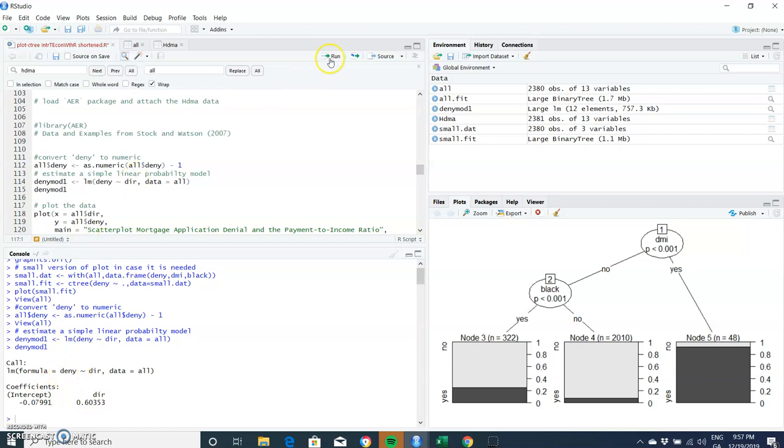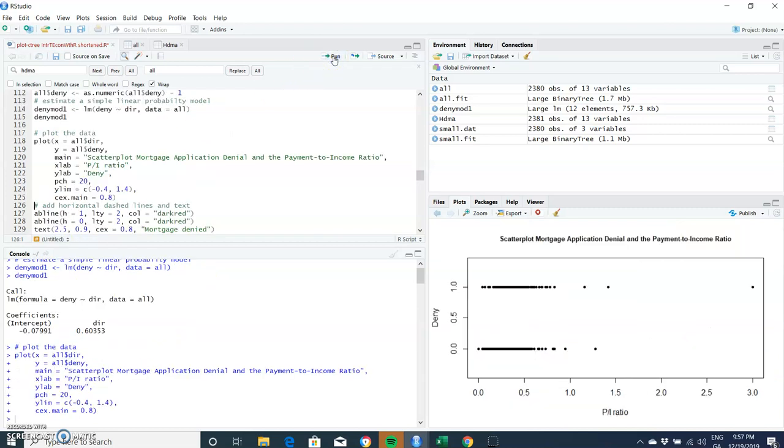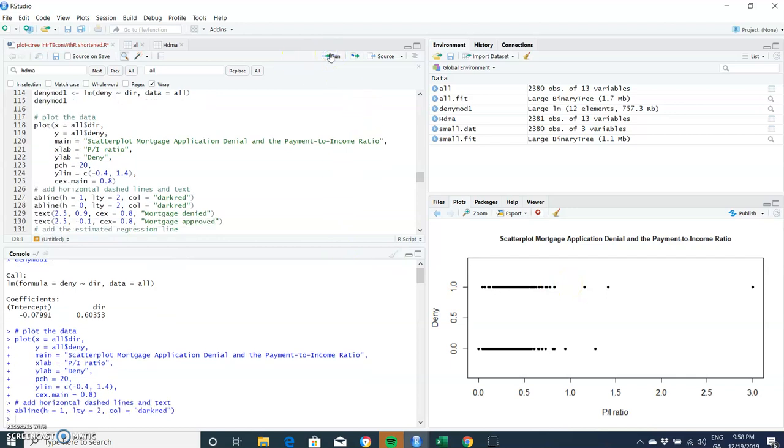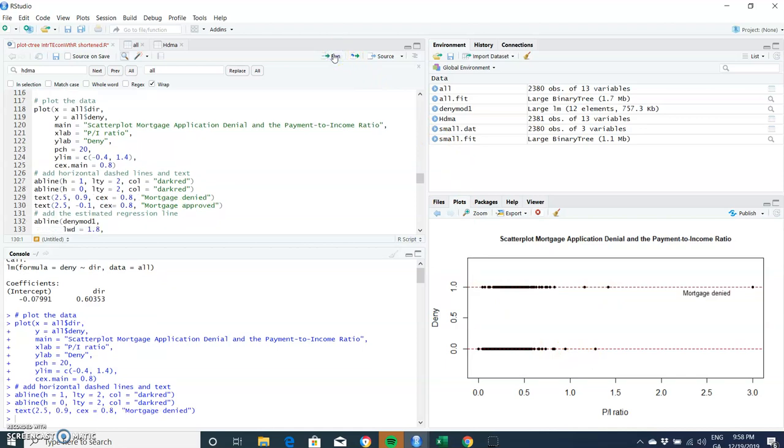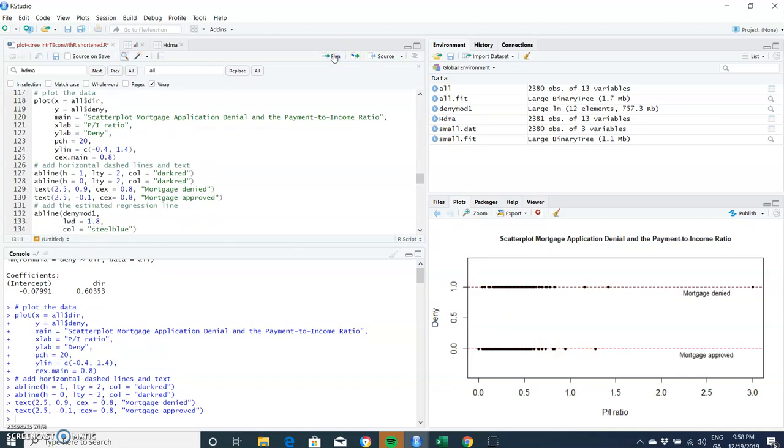Okay, so let's just plot that and look at it for a moment. We set out a series of zeros and ones. Was it not denied or denied? One denotes a yes, denied. And we can put in lines here, linking up all our data points of zeros and ones. We can put in some text: mortgage denied, mortgage approved.